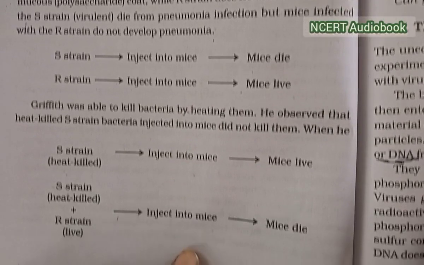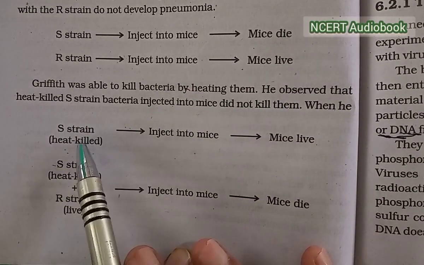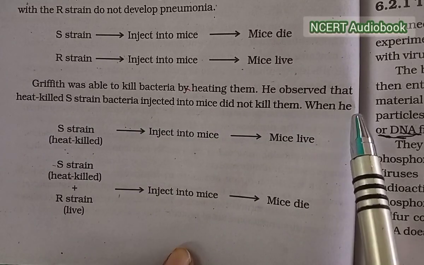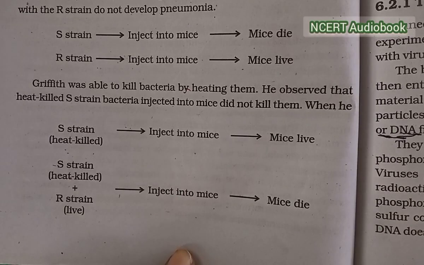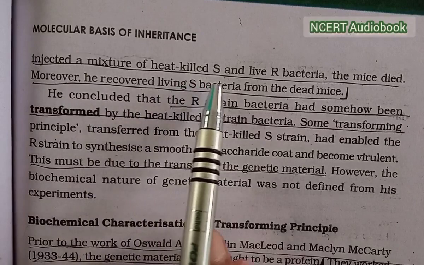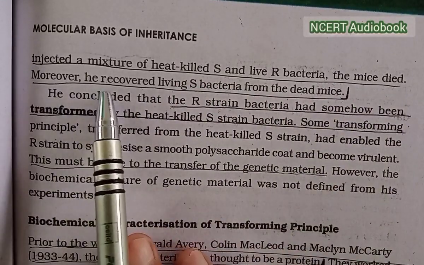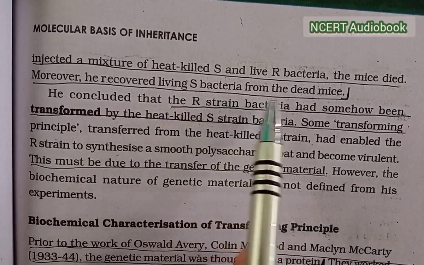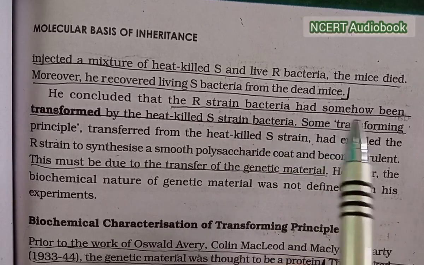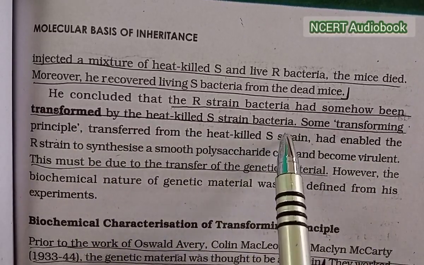Griffith was able to kill the bacteria by heating them. He observed that heat-killed S strain bacteria injected into the mice did not kill them. When he injected the mixture of heat-killed S and live R bacteria, the mice died. Moreover, he recovered living S bacteria from the dead mice. He concluded that the R strain bacteria had somehow been transformed by the heat-killed S strain bacteria.